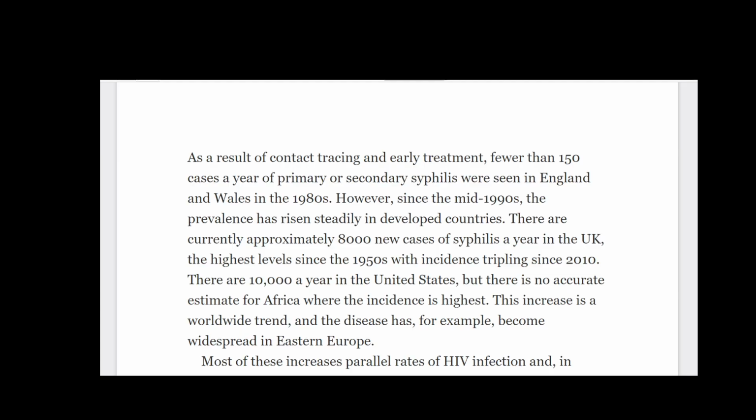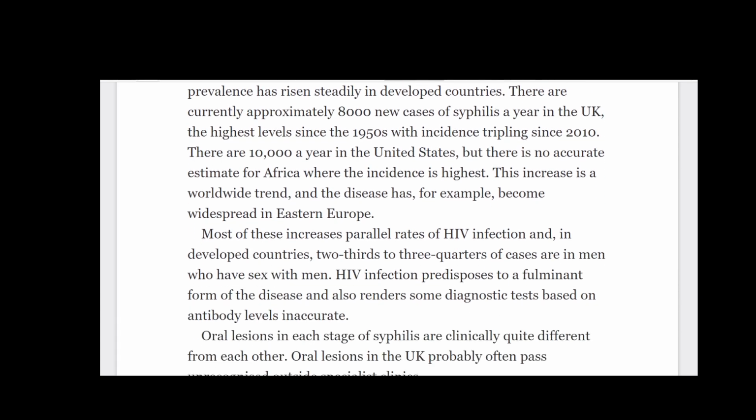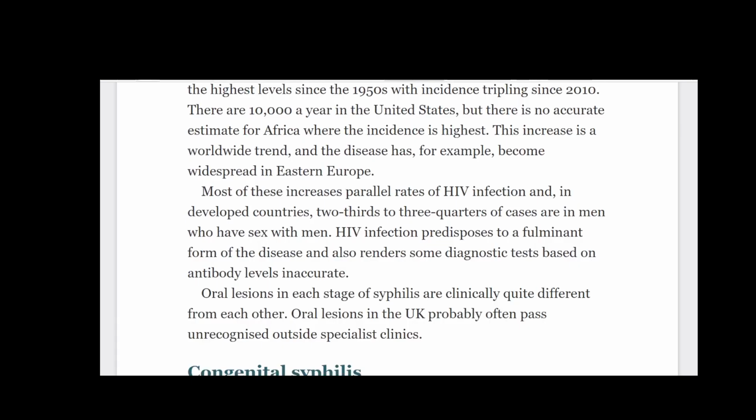Most of these increases parallel rates of HIV infection and, in developed countries, 2/3 to 3/4 of cases are in men who have sex with men. HIV infection predisposes to a fulminant form of the disease and also renders some diagnostic tests based on antibody levels inaccurate. Oral lesions in each stage of syphilis are clinically quite different from each other. Oral lesions in the UK probably often pass unrecognized outside specialist clinics.